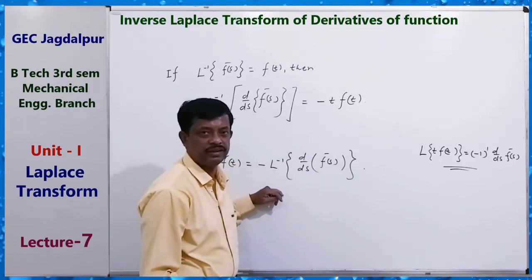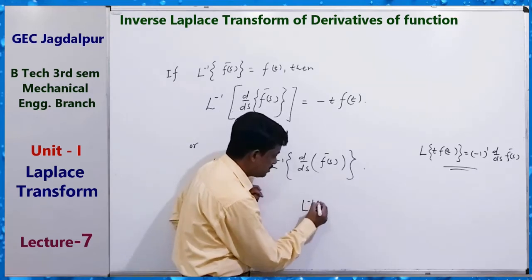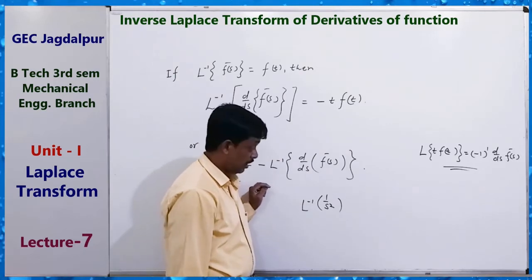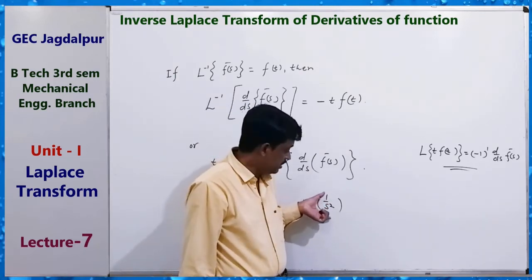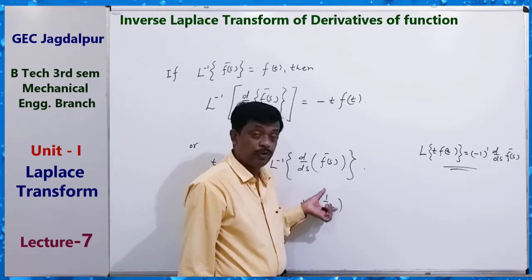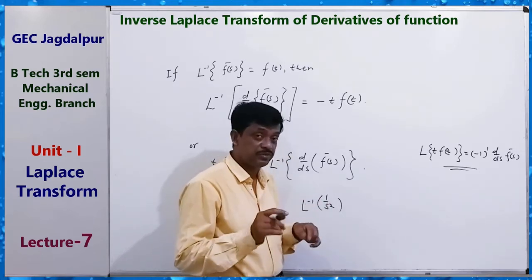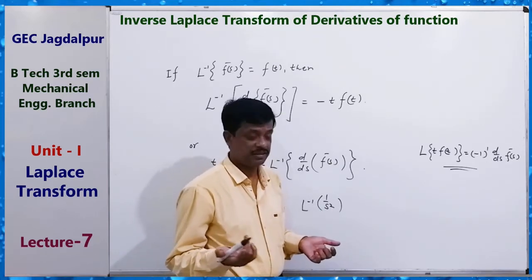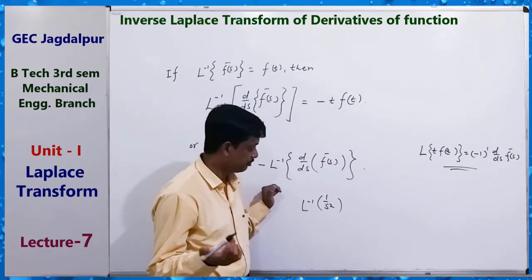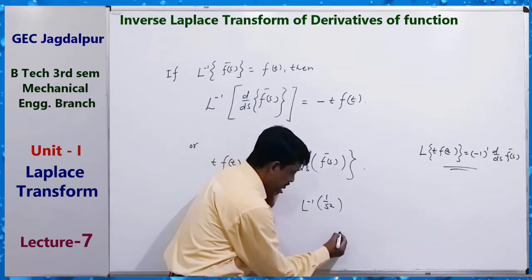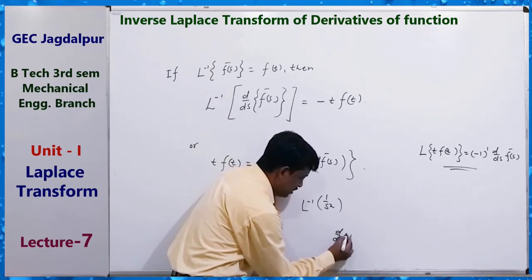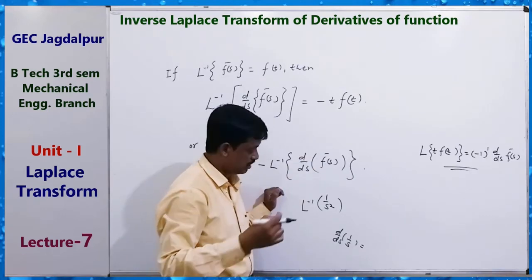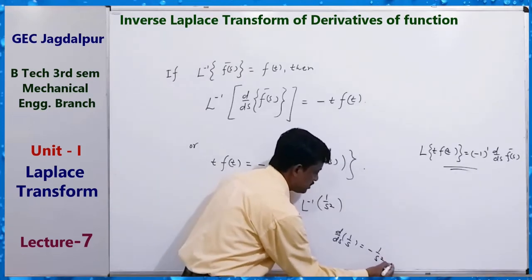Suppose we have to find L inverse 1 by s square, and we know that by differentiating 1 by s we can get minus 1 by s square. Clear? If we differentiate 1 by s, so what? s to the power minus 1, s to the power minus 1 minus 1, s to the power minus 2, 1 by s square, minus 1 by s square.